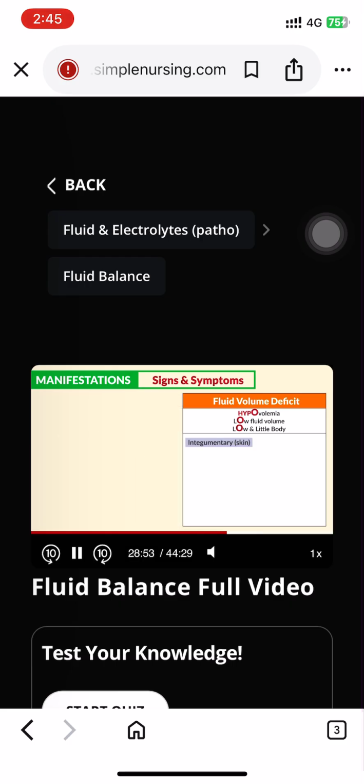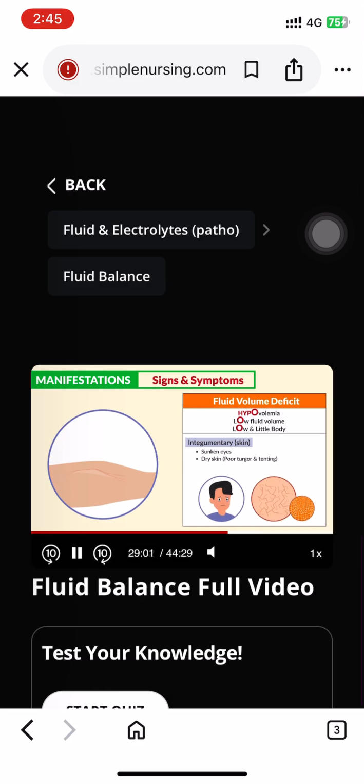And on the other side, for fluid volume deficit, we have a really dry, skinny body, right? So we see sunken eyes, dry skin with poor turgor and tenting, kind of feeling like leather, as well as dry mucous membranes and increased body temperature. So write this one down. Many students get confused here. So just think, with a dry body, we have a high temperature. Or when the body's dry, the temperature will be high.